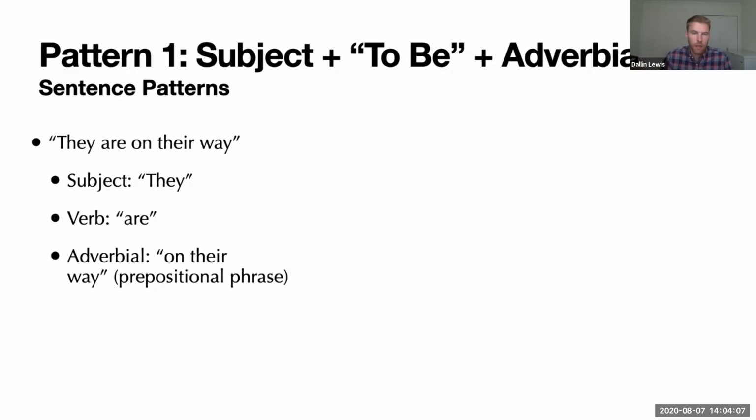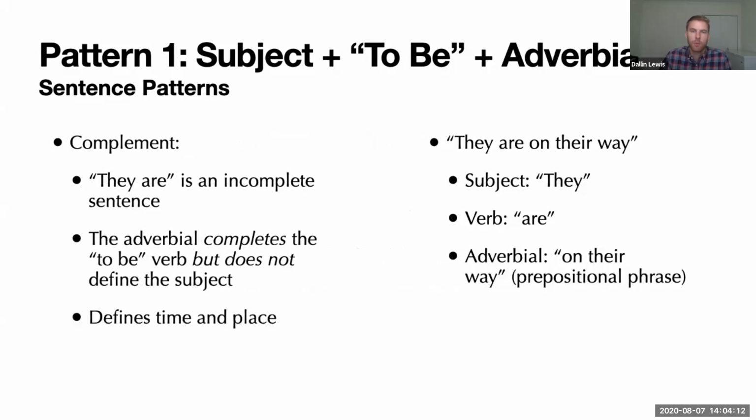They are here would be another example of this sentence pattern. Notice how this type of adverbial is a necessary complement. You could not just say they are and end your sentence. That doesn't make any sense. It's not grammatical. This adverbial completes the verb to be but it does not define the subject. Instead, it defines time or place. Okay, so it's an adverbial that references time or place without directly defining or describing the subject.